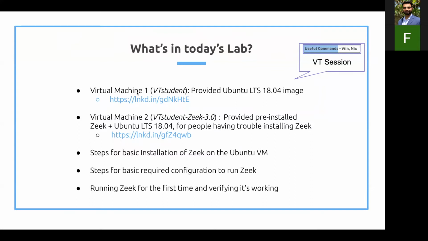But if you have already installed, you should have 2 machines. One is the VT student machine, and then one is VT student Zeek 3.0. If you are having trouble at any point in time installing Zeek from scratch, you can absolutely spin up this machine, which already has Zeek 3.0 installed in it. So that's why we have 2 machines.